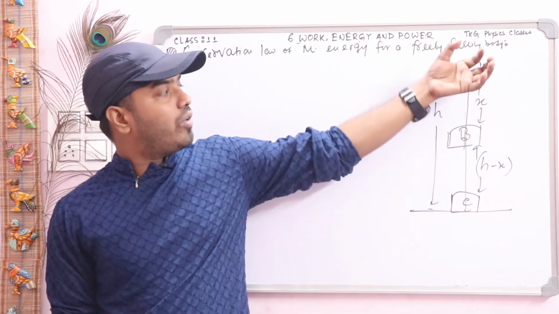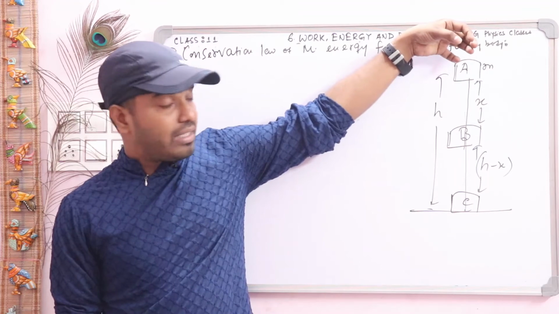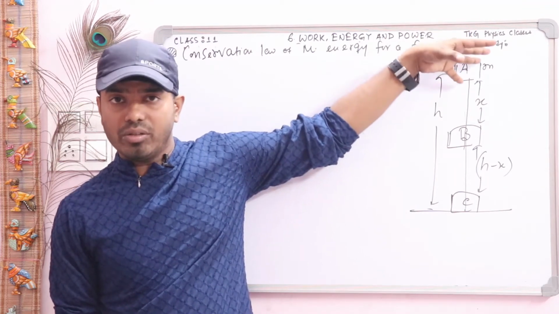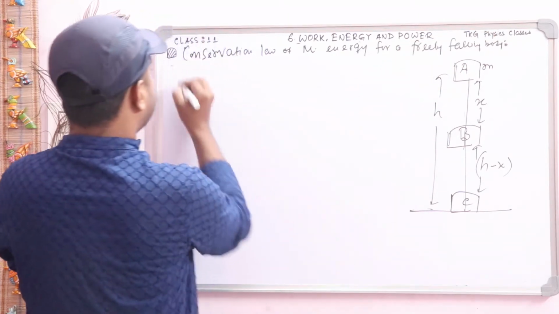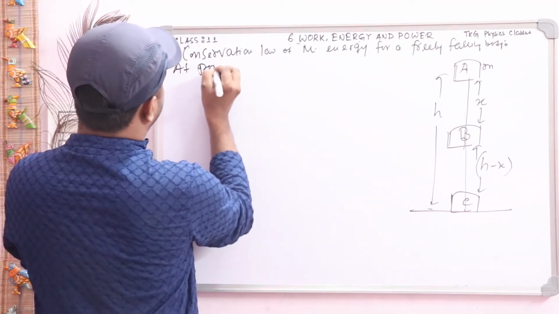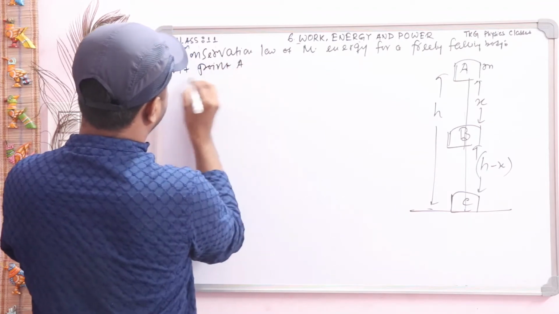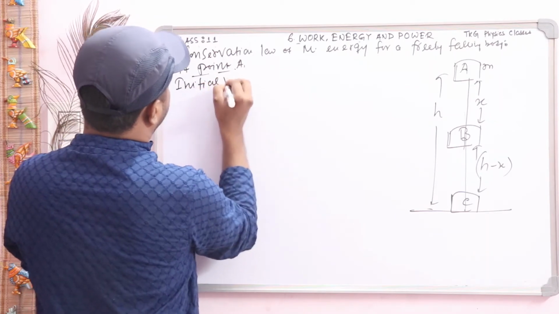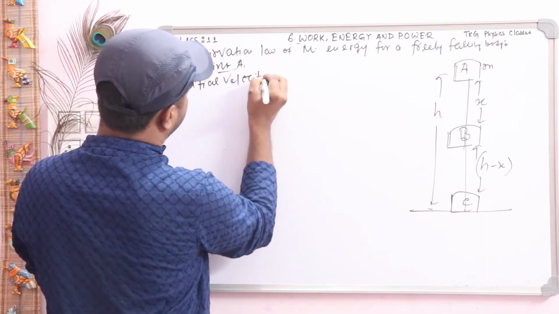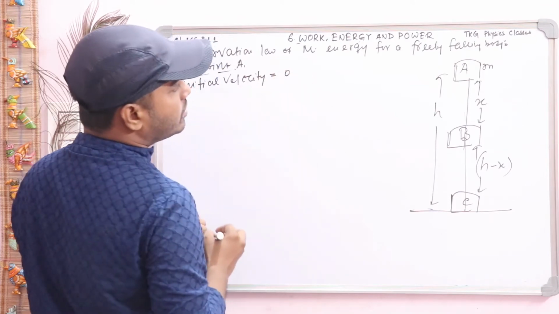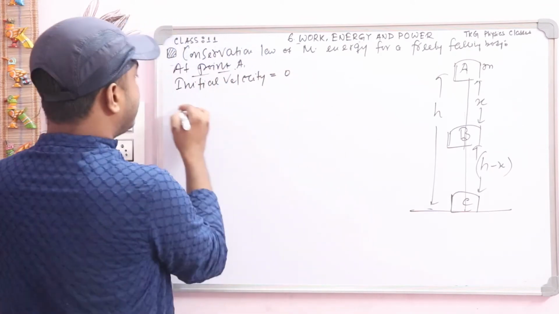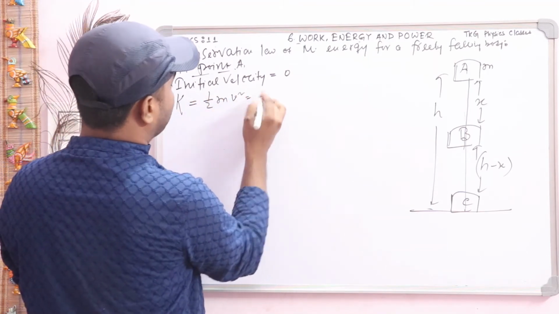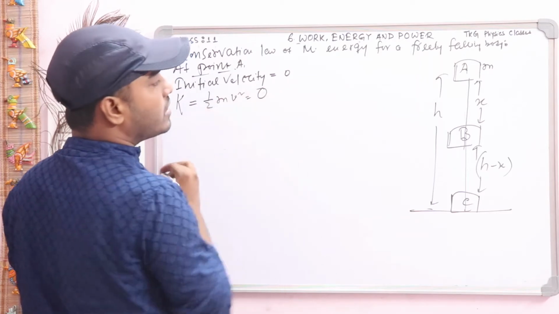So when a body is falling from point A with mass m, what is the initial velocity? Initial velocity is 0. So at point A, the initial velocity is equal to 0. So what will be the kinetic energy here? Kinetic energy is half m v square, but here velocity is 0, so kinetic energy is 0.